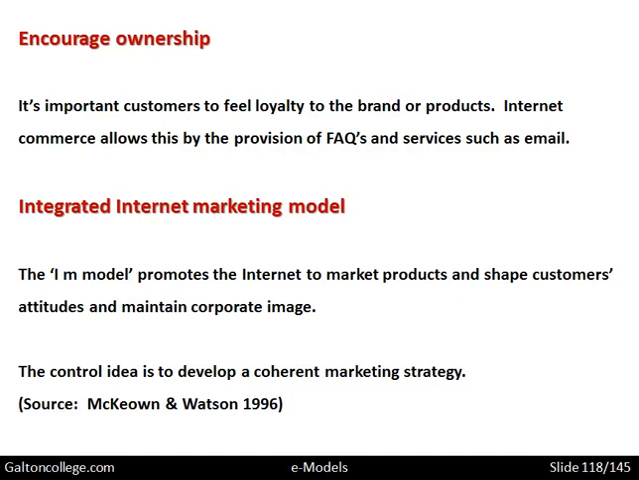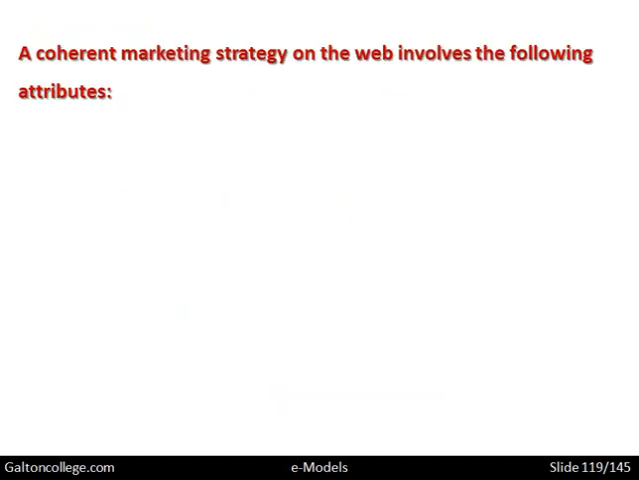So a coherent marketing strategy has to be developed, one which is based on this type of technology, online selling. Now, a coherent marketing strategy on the web involves the following attributes. Virtual atmospherics, in other words, looking at the website, looking at the feeling that people get off the website, the design of the website, how particular the company is about its website, the functionality, the navigation, the interactivity of the website, looking at everything there is to be felt about the business, because all of this reflects on the business.